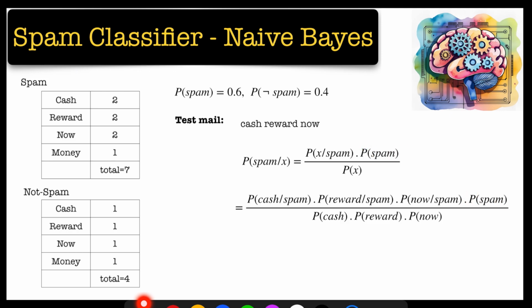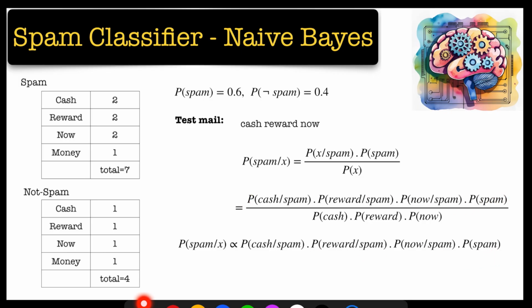Now, as Bayes considers these words are not related, that's why the probability of cash reward now given spam can be written as probability of cash given spam times probability of reward given spam times probability of now given spam. These are independent. These words are independent. Now, what is this probability of X, this the denominator part, this is not changing, right? So we can say probability of spam given X is proportional to this numerator.